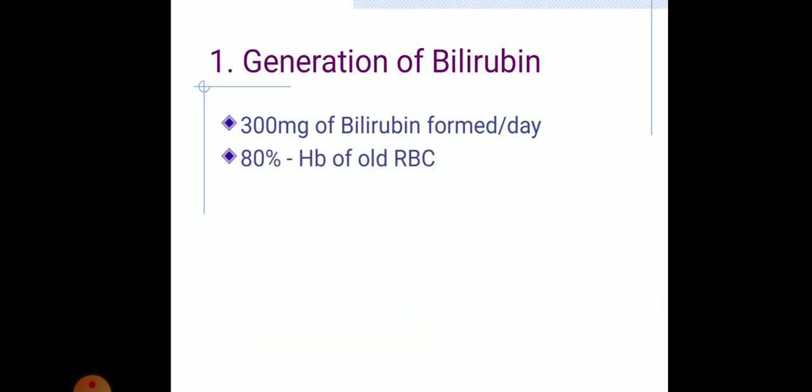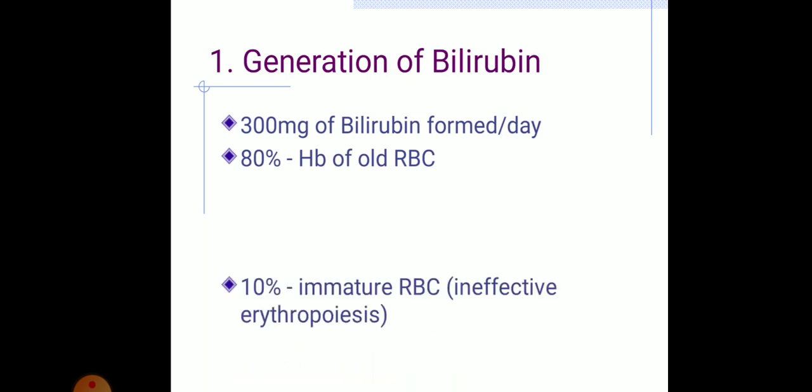First step is generation of bilirubin, right? 300 milligrams of bilirubin is formed per day. 80% of bilirubin is from hemoglobin of old RBC. Old RBC after 120 days is catabolized, so Hb is released. This Hb is catabolized to bilirubin. So 80% of the bilirubin is from hemoglobin of old RBC.